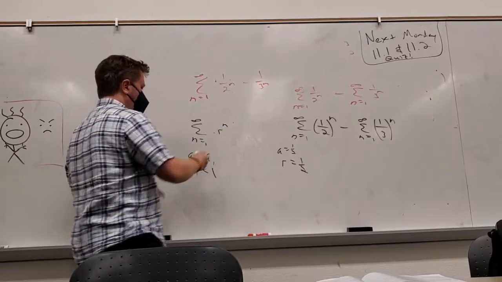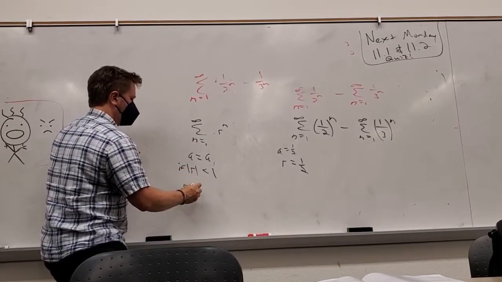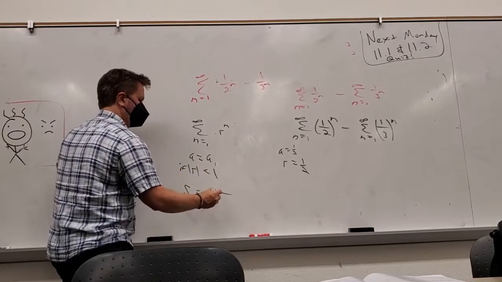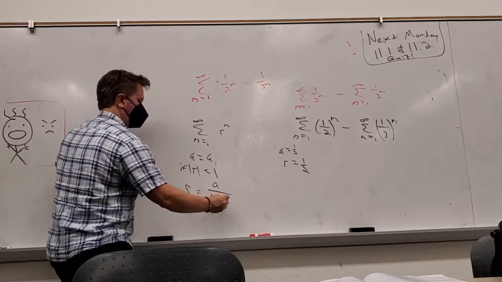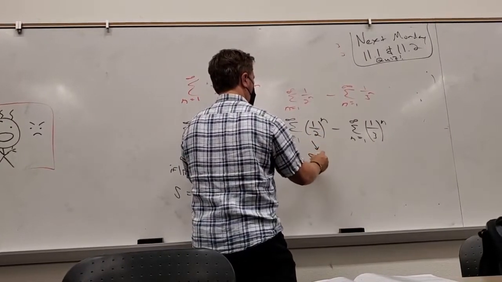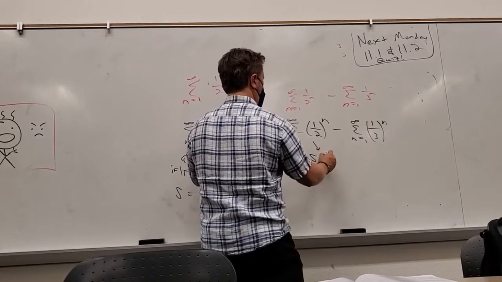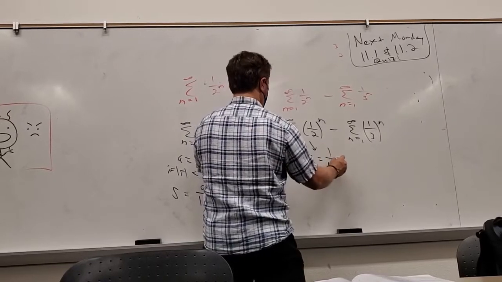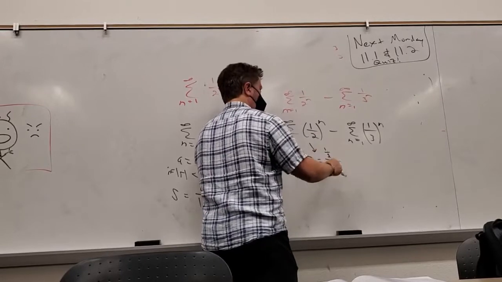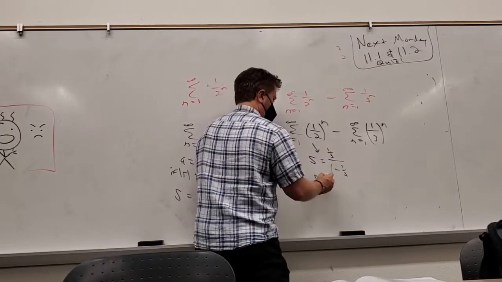Okay, so what is the sum in this case then? What's the formula for the sum? Is it A over 1 minus R? Great. So over here, what's this guy's sum? We'll say it's 1/2 over 1 minus 1/2, which is 1 over 2 minus 1, which is 1.